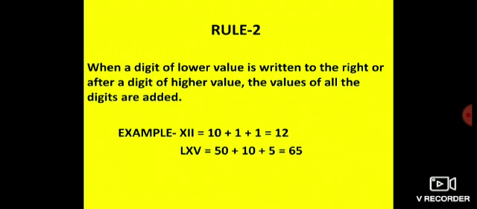Rule number 2. If a lower value digit is written on the right of a higher value digit, then their values are added up. See this example. XII, it is equal to 10 plus 1 plus 1, which is equal to 12. LXV, it is equal to 50 plus 10 plus 5. Here the values are added up and the total comes to 65.